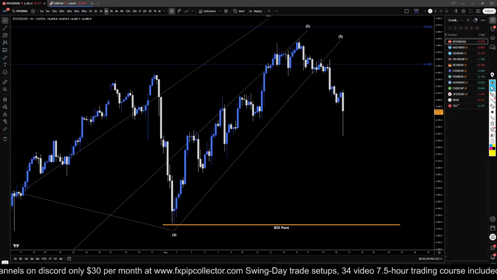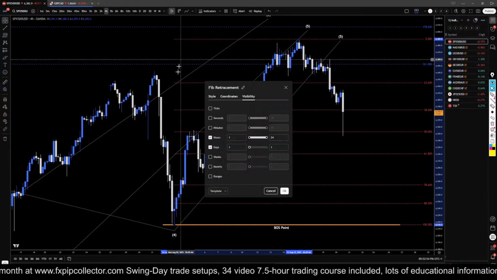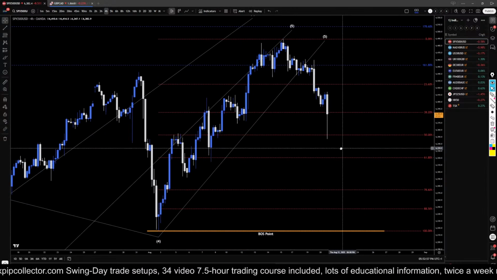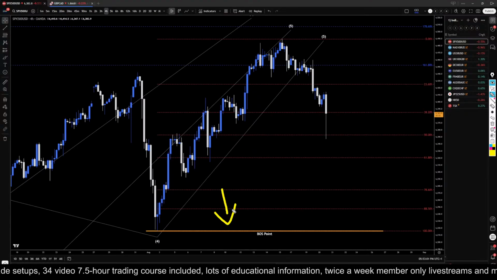I think that we're starting a pretty decent move to the downside, which should take out structure. So I think it's going to end up breaking this low right here. 5,800.